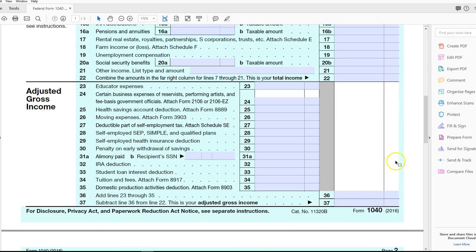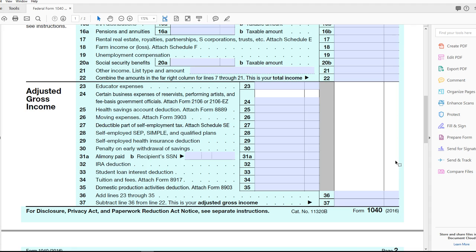So these are things that would be adjustments to your income. Some educators can deduct money that they spend for the classroom. There are some specialized rules for certain business expenses. For health savings accounts, line 25, if you have an HSA account, you can deduct those premiums or those expenses that you pay. Moving expenses, again, those are subject to some rules that if you have to move for your job and you meet the criteria, then you can record or report these. And these basically reduce the amount of income that you would report.